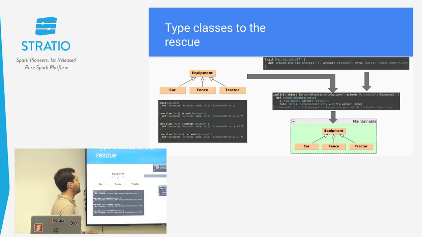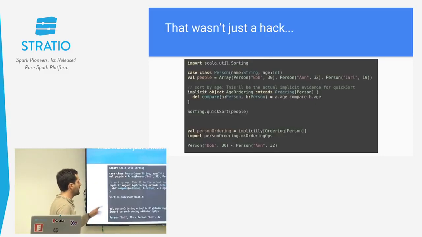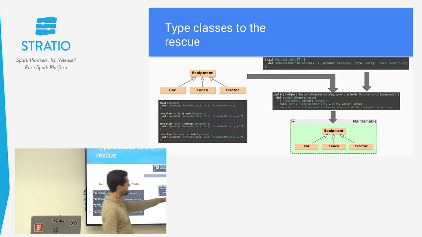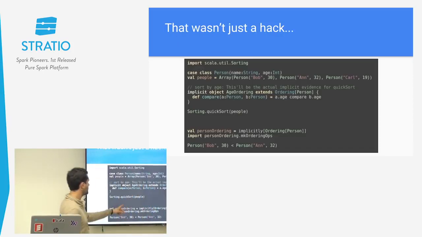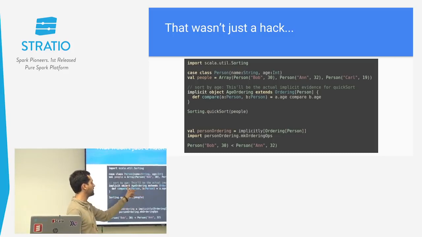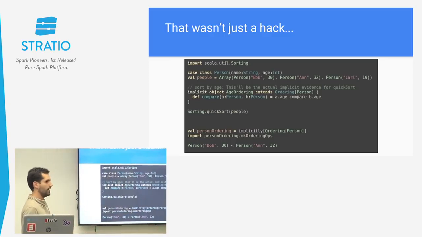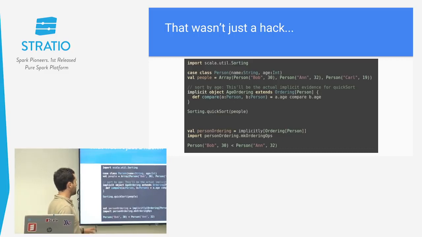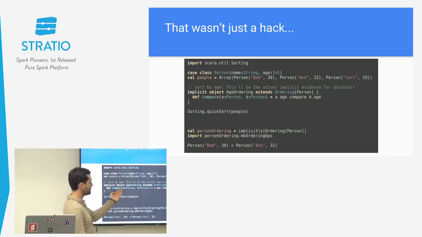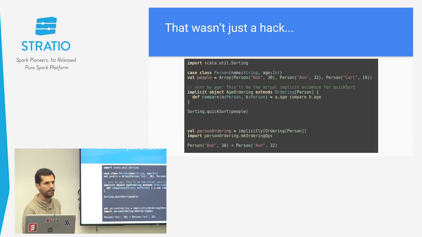That's exactly what we did before with the farm. Exactly, same mechanism. So, what was maintenance is now ordering. That's the behavior, ordering. And we have an object extending ordering, and adding the behavior we want to attach to the type. So now we can call quicksort, but we are not passing quicksort this object. It is just being passed by the compiler because it is an implicit object, an implicit value, and quicksort has an implicit formal parameter expecting to receive this kind of object.